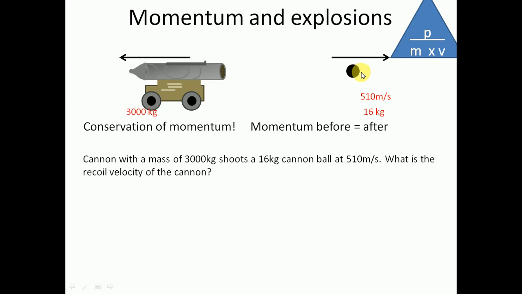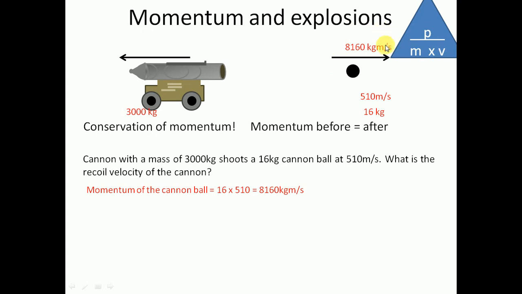Now, to work out momentum is just mass multiplied by velocity, so we multiply these two numbers together. You can see the units are already correct, so I don't need to convert anything first. So I simply multiply the two together, and it gives me an answer of 8,160 kilogram meters per second. Now let's label that on my diagram, just so I know where the numbers come from.